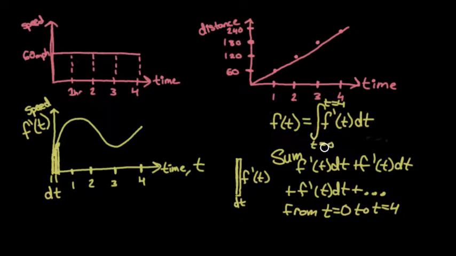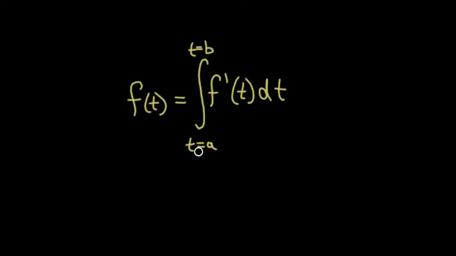It could have been negative 2 to 6. Or it could have been negative infinity to 5. Or it could have been negative infinity to positive infinity. Or 3 to positive infinity, or whatever. So let's just say from t equals a to t equals b. And knowing this equation is a really big deal.